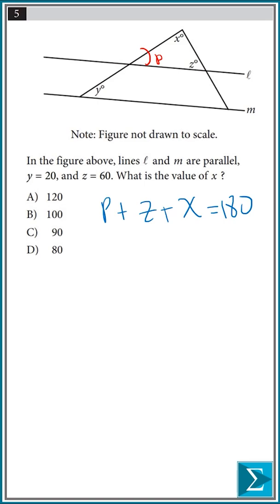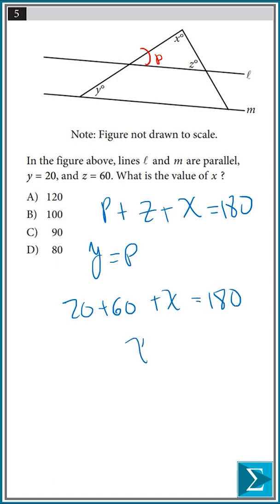Next, we'll note that angle y and angle p are corresponding angles since L and M are parallel. Thus, angle y is equal to angle p, and we can substitute their value into the original equation. We can write then 20 plus 60 plus x is equal to 180 degrees, making x equal to 100 degrees.